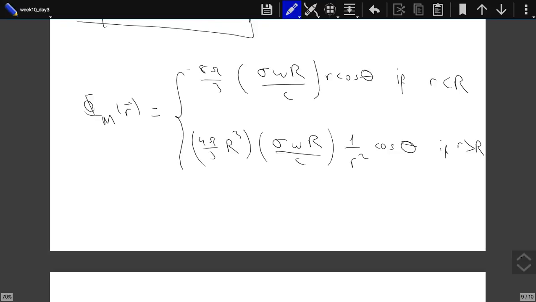But let's look at the magnetic field on the boundary. Well, it won't be continuous anyway. So there's no point in talking about the magnetic field on the boundary.